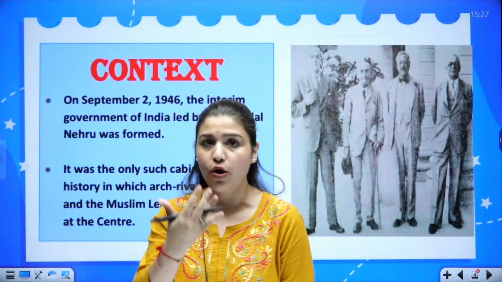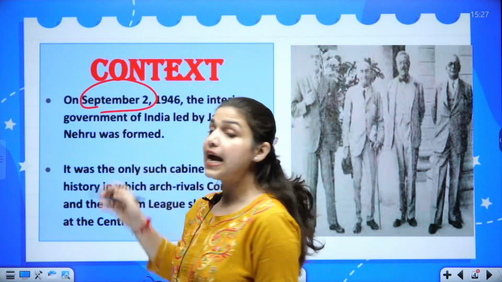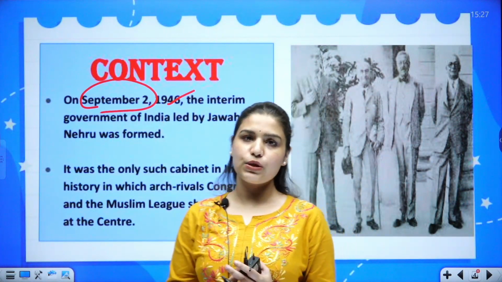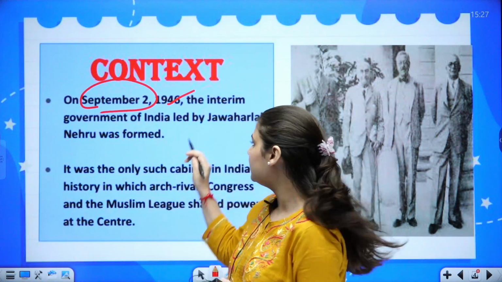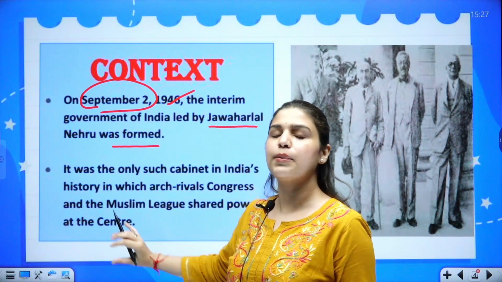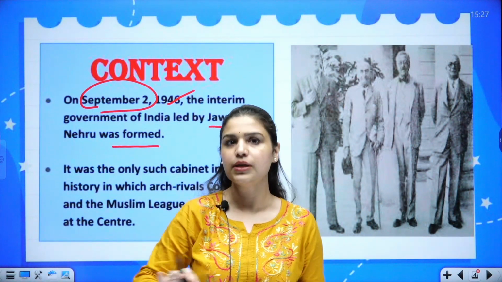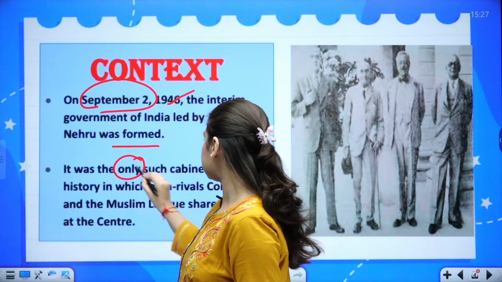As I said, the context is that on 2nd of September, in the year 1946, the Interim Government of India was formed, led by our first Prime Minister, Jawaharlal Nehru. And this is an extreme statement which may be given to you in your UPSC examination, specifically your prelims examination. So please pay attention to this: it was the only such cabinet.